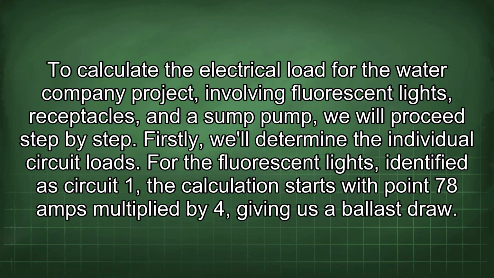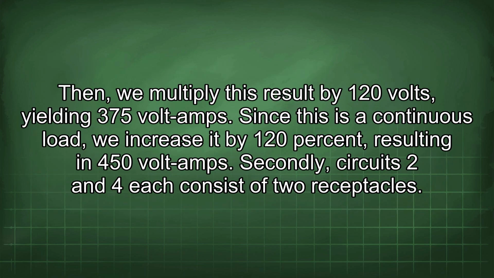To calculate the electrical load for the water company project involving fluorescent lights, receptacles, and a sump pump, we will proceed step by step. Firstly, we'll determine the individual circuit loads. For the fluorescent lights, identified as circuit 1, the calculation starts with 0.78 amps multiplied by 4, giving us a ballast draw. Then we multiply this result by 120 volts, yielding 375 volt amps. Since this is a continuous load, we increase it by 120%, resulting in 450 volt amps.